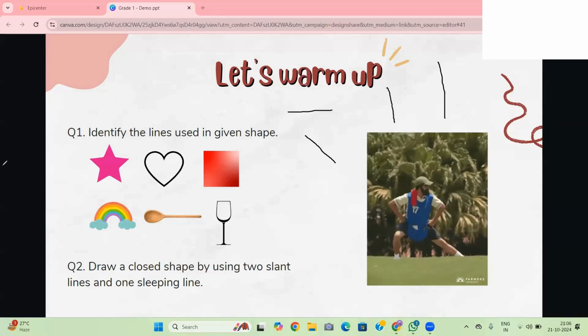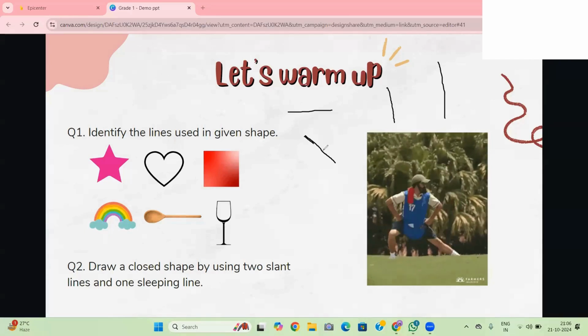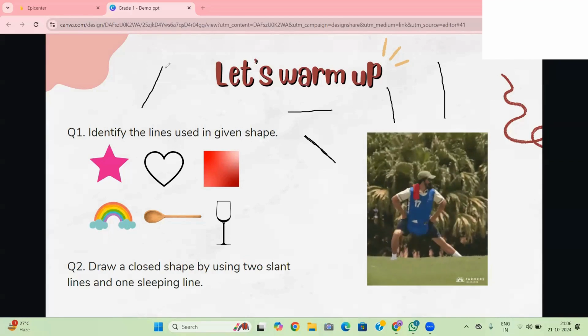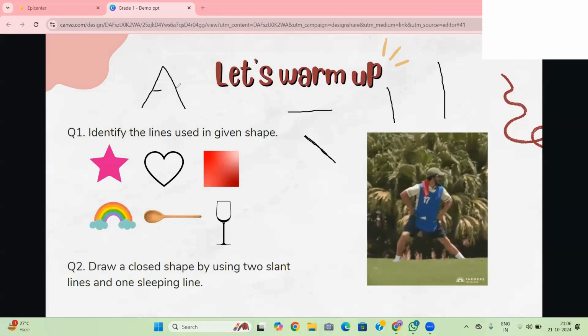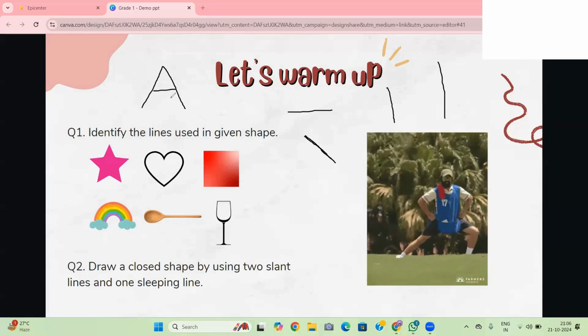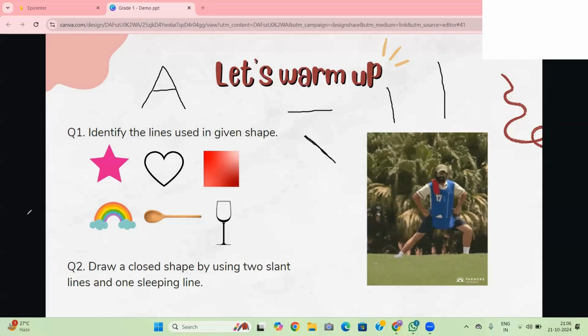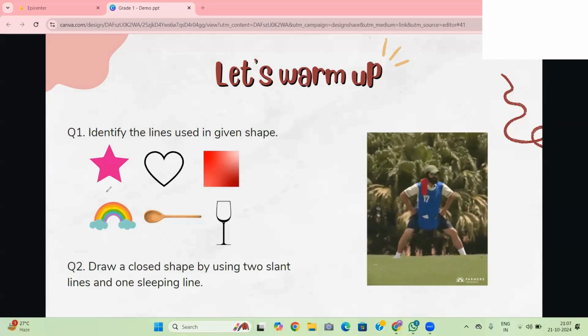And up next we have a slant line. So whenever we type A, we are using two slant lines and one sleeping line in between. Okay. Good. Now you need to tell me in stars what kind of line we have used.